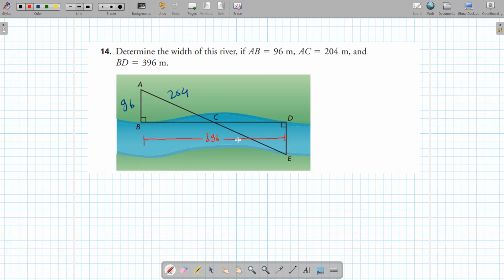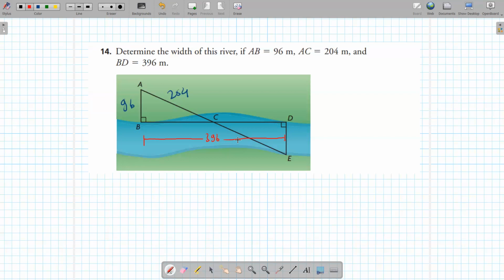Think, how can we find BC? In fact, you don't even need that 396 to find BC. Look at the type of triangle it is. Oh, you use Pythagoras theorem. Yeah, exactly. You're going to use Pythagoras theorem. That's going to give you BC.